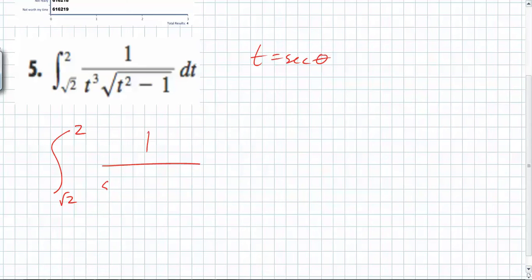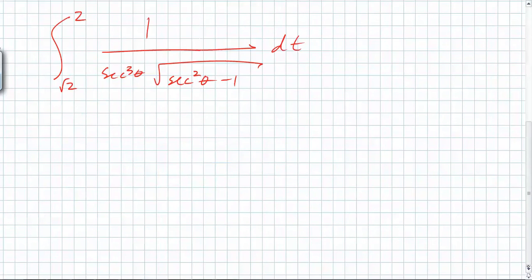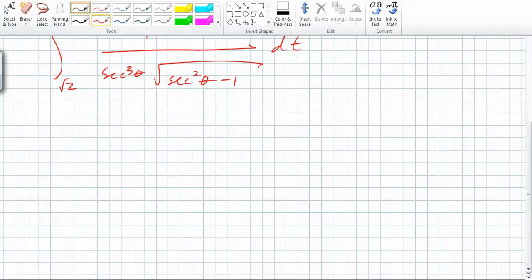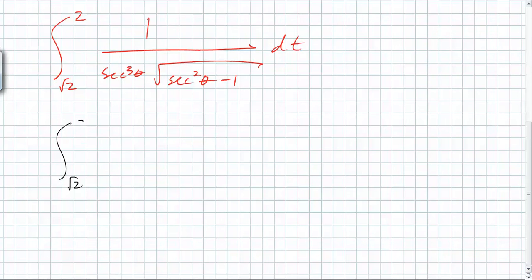1 over secant cubed theta times square root of secant squared theta minus 1, and dt, thank you. And what is secant squared minus 1? Tan squared, so then you get the square root, and you end up with root 2, 1 over secant cubed theta times tan theta times dt.